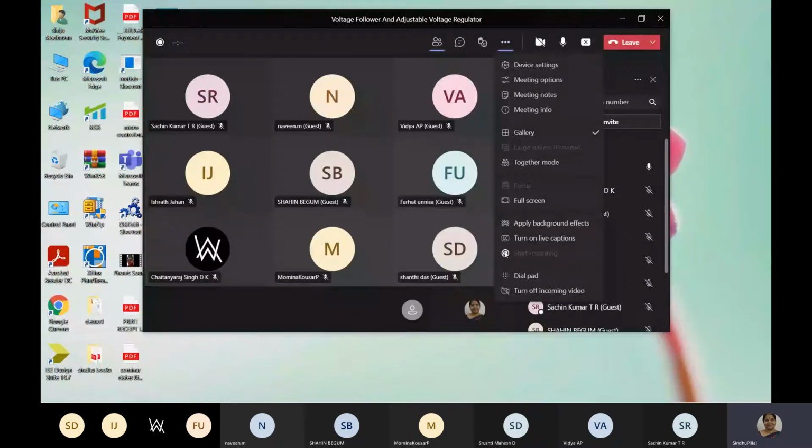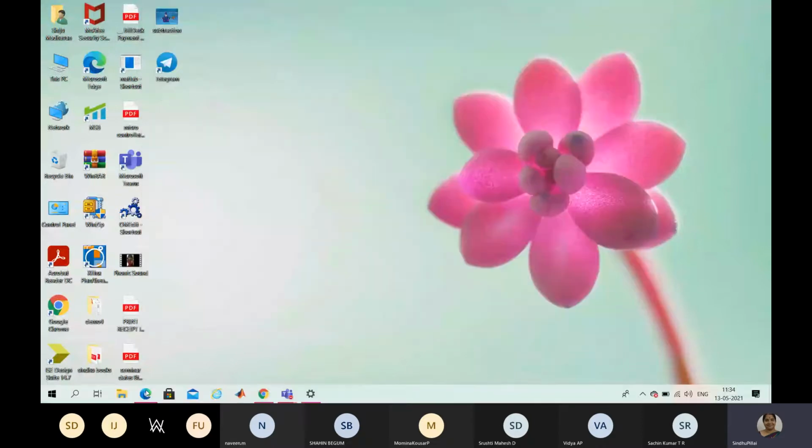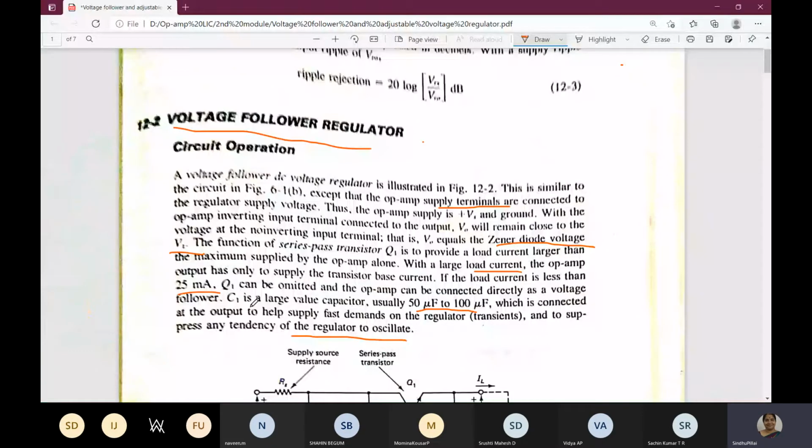Voltage regulators. After seeing the basics of all the regulators and why a regulator is needed, we'll move on with the voltage follower. As the name indicates, it is just a voltage follower. That means the output will just follow the input. First we'll see the circuit diagram to understand the difference.